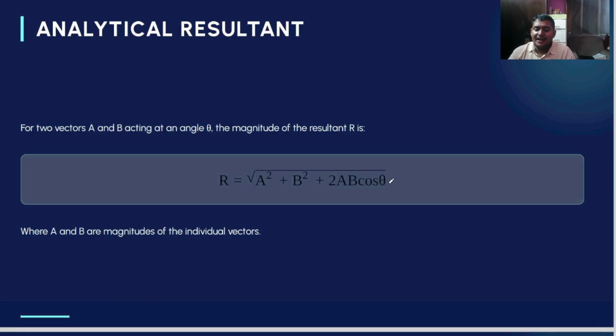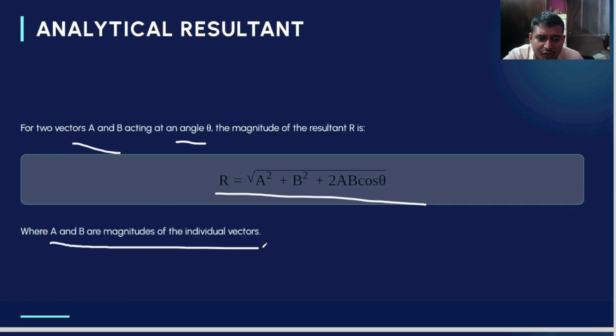What was the main analytical result which is required for the parallelogram law? For two vectors A and B acting at an angle theta, the magnitude of the resultant is R equals root over A square plus B square plus 2AB cos theta, where A and B are the magnitudes of the individual vectors.